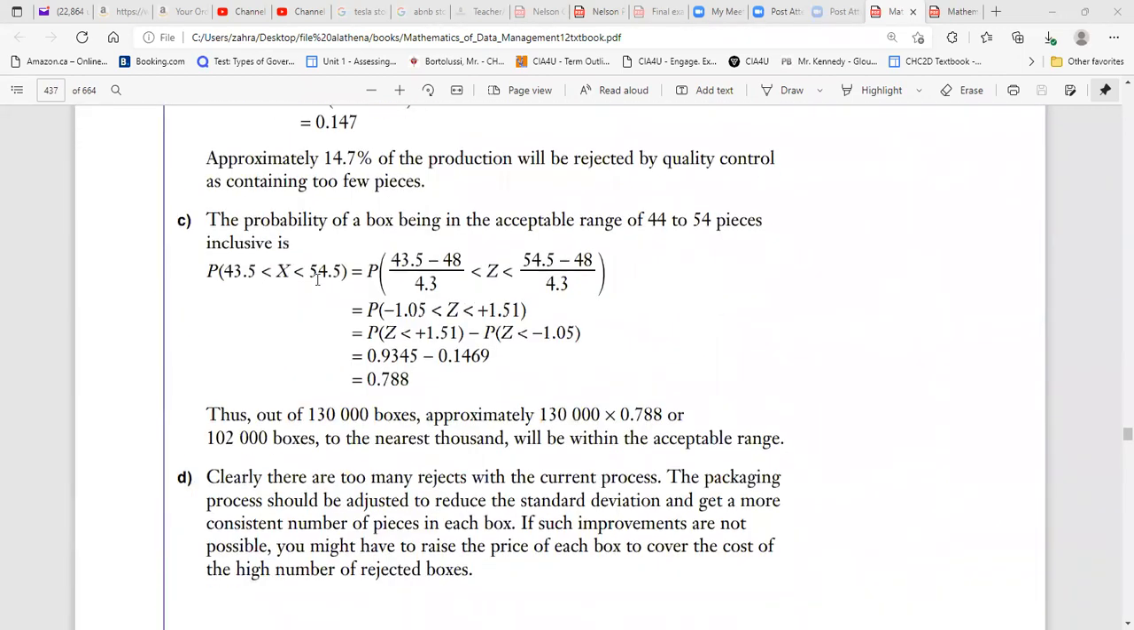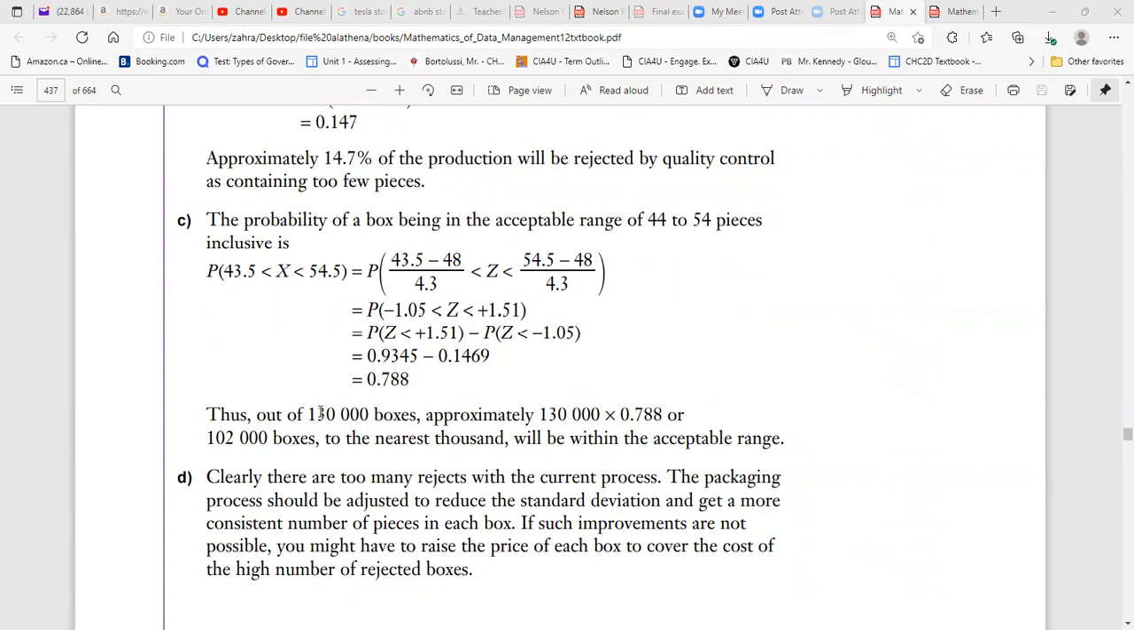As we've done before, for part C you convert each of these numbers to a z-score. Then z should be between negative 1.05 and 1.51. The area below 1.51 minus the area below negative 1.05 will give you the answer, the trapped area between these two. So P of Z less than one minus P of Z less than the other. Again, you go to the table, find each probability, and subtract them. That is the probability of the acceptable range.